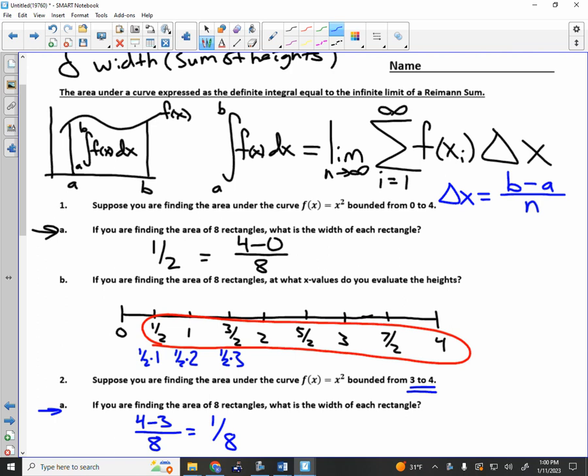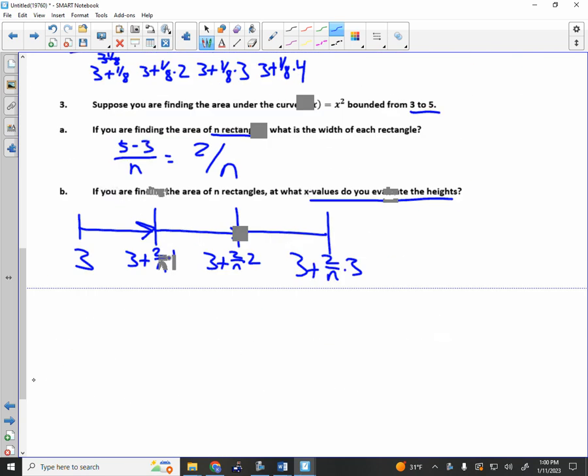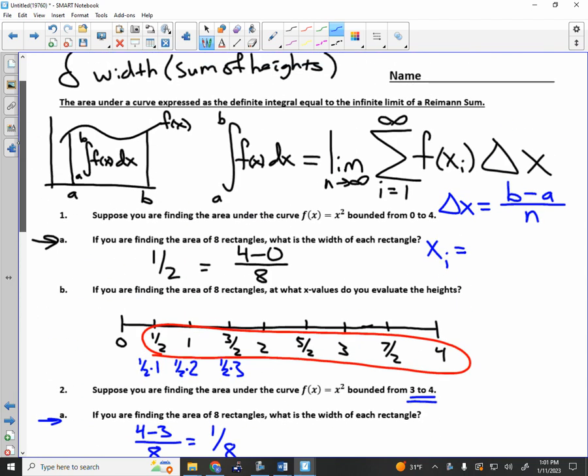Okay, and then the spot where we evaluate the heights, x sub i, that's equal to, what we did is we took, look at this last one, we took the starting point, and then we kept on adding widths to it, didn't we? So we take the starting point, and in this situation, what's the starting point? a, and then we added widths to it.